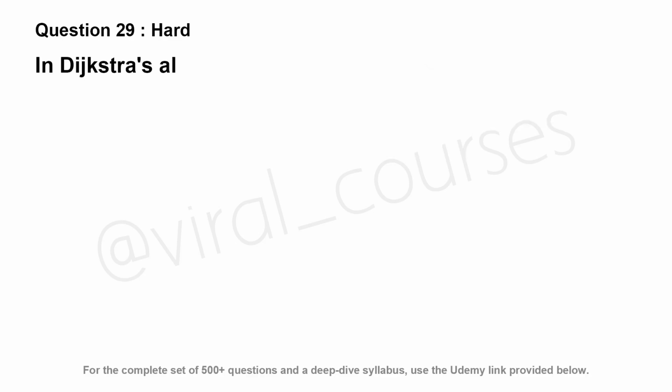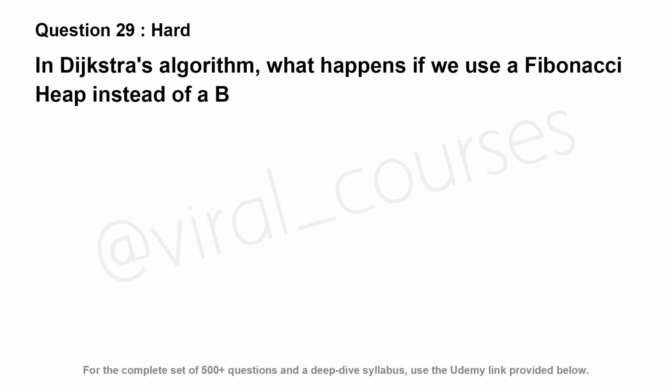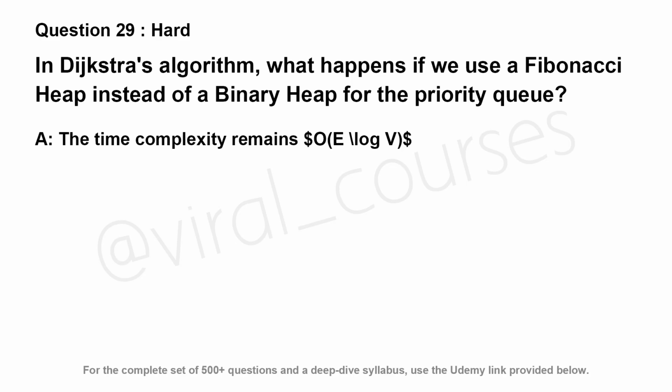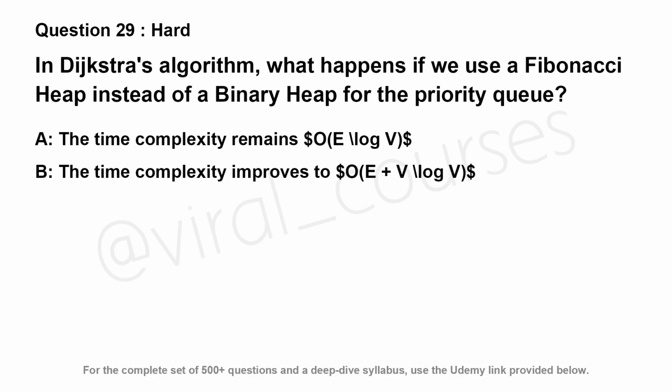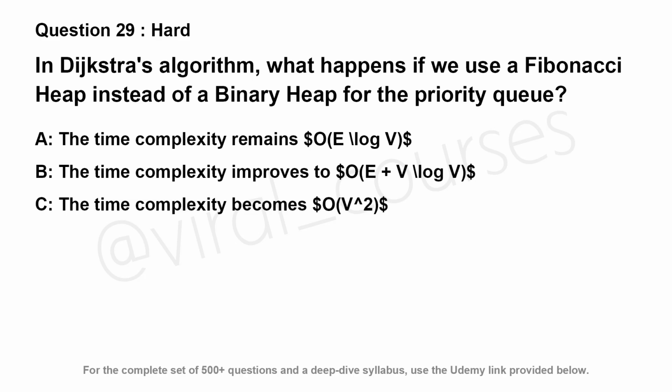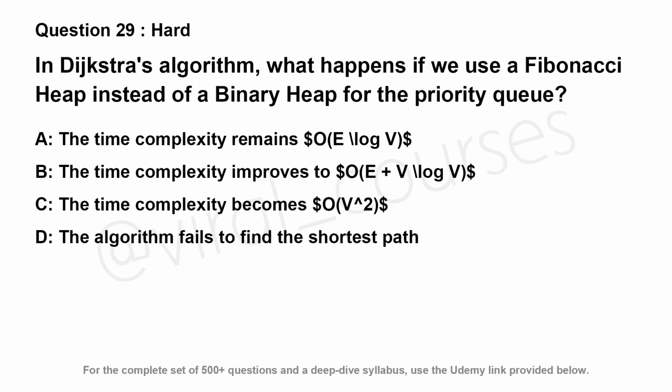In Dijkstra's algorithm, what happens if we use a Fibonacci heap instead of a binary heap for the priority queue? Option A, the time complexity remains O(E log V). Option B, the time complexity improves to O(E + V log V). Option C, the time complexity becomes O(V squared). Option D, the algorithm fails to find the shortest path.